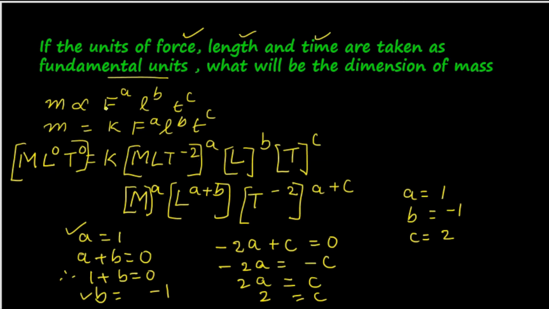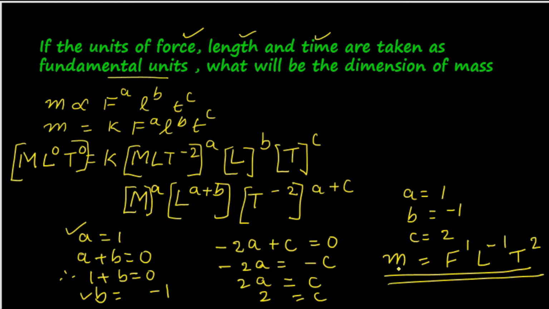So in this equation, K has no dimension. It is a proportionality constant. So M is equal to F raised to A becomes F raised to 1. L raised to B becomes L raised to minus 1. T raised to C becomes T raised to 2. So this is the dimension of M, that is mass.